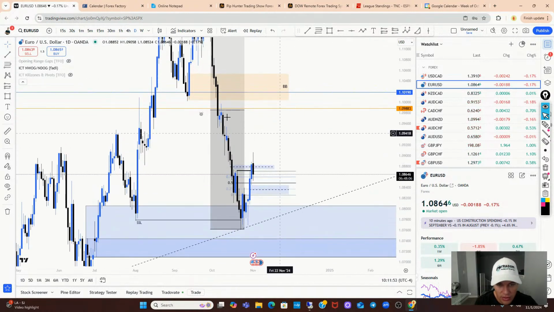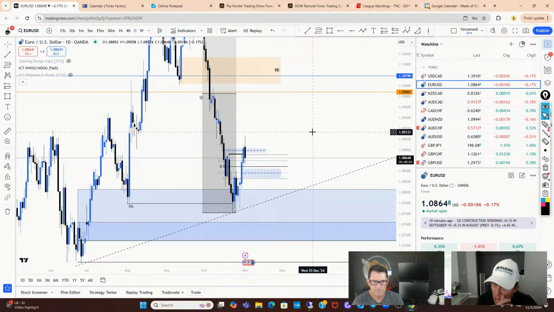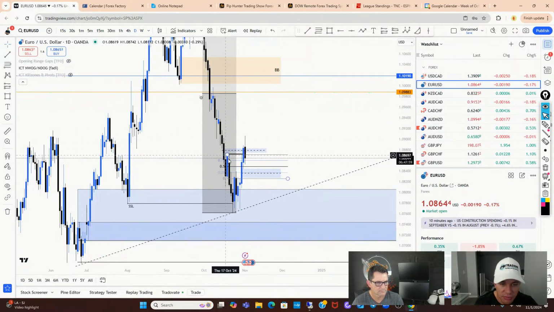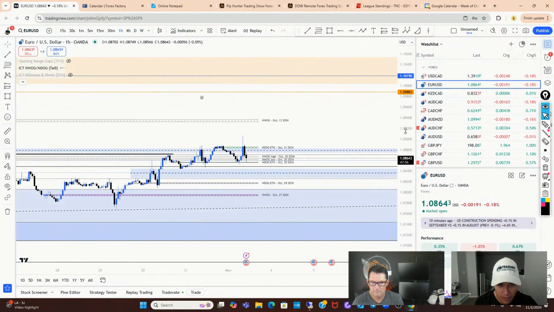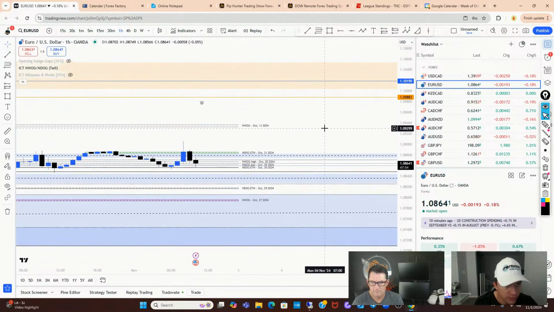So still not receiving any displacement out of this breaker. We go to the 1 hour here. I can take some of this stuff off here. Oops.